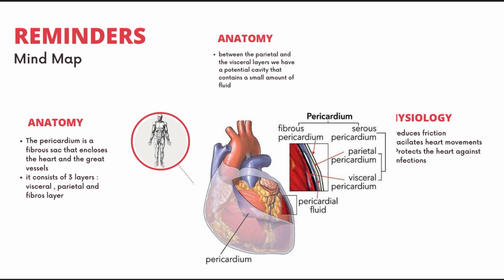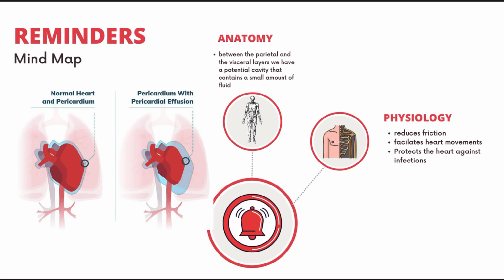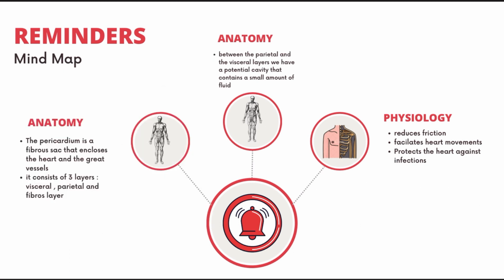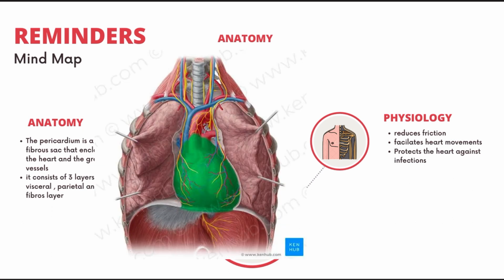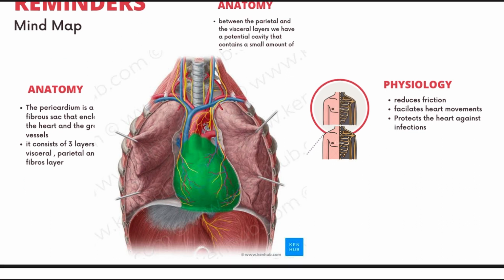Between the visceral and the parietal layers, we find a potential cavity that contains a small amount of fluid. If the quantity of the fluid is abnormally increased, the patient is going to suffer from pericardial effusion. Well, looks like the pericardium is causing a lot of problems. However, it has an important role in reducing friction against other organs, facilitating heart movements, and more importantly, protecting the heart against infections. But what causes the inflammation of the pericardium itself?